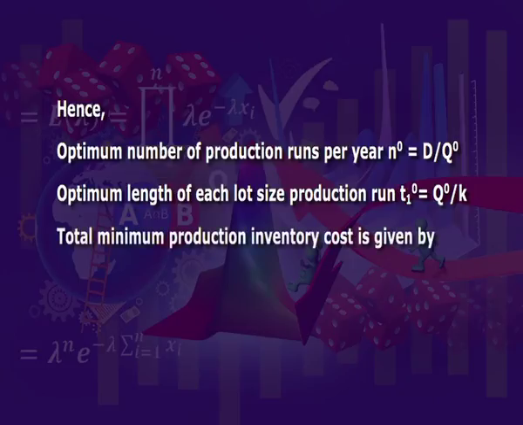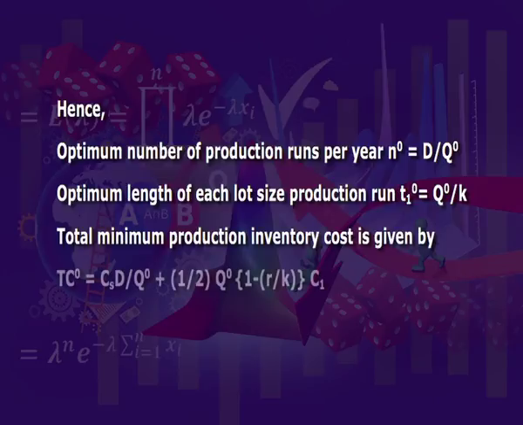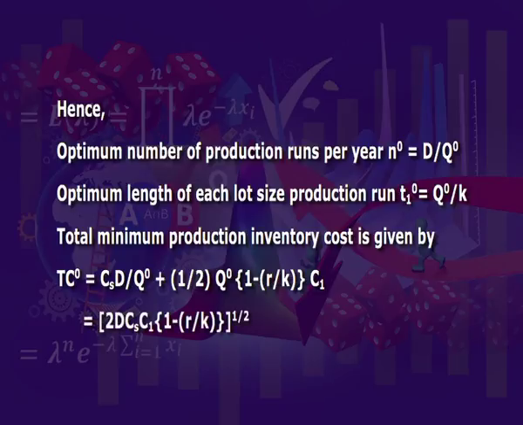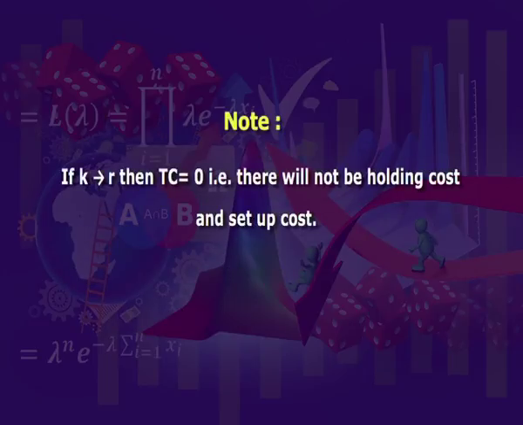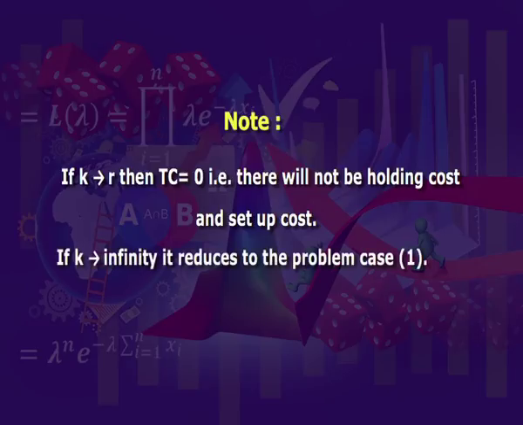Total minimum production inventory cost is given by TC0 equal to CS into D divided by Q0 plus 1 by 2 into Q0 into bracket (1 minus R upon K) into C1. On simplification, we get under root of 2 into D into CS into C1 into (1 minus R upon K). Note, if K tends to R, then TC equals 0. That is, there will not be holding cost and setup cost. If K tends to infinity, it reduces to the problem of case 1.